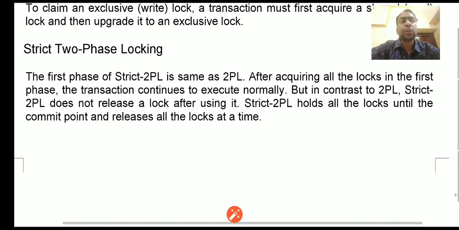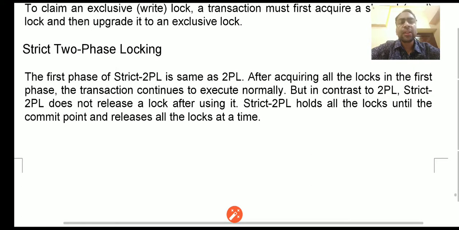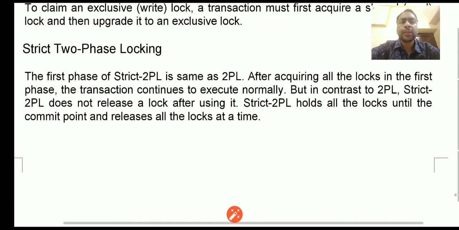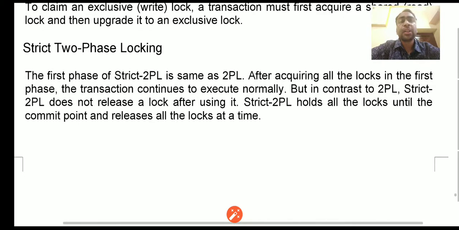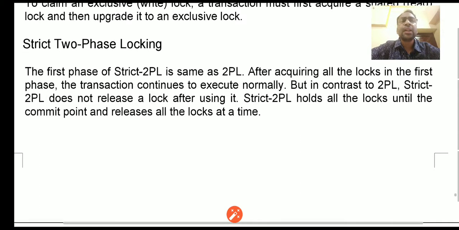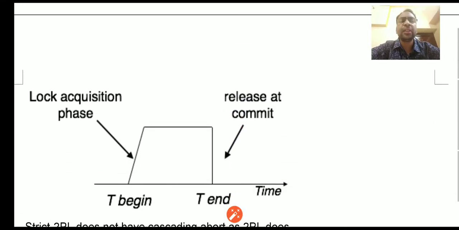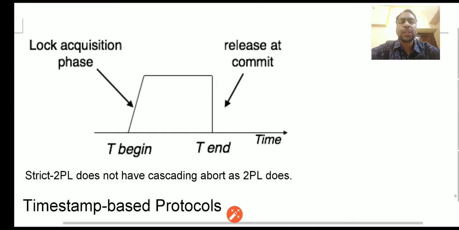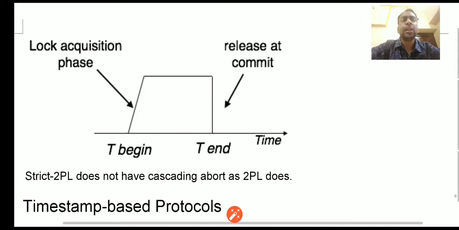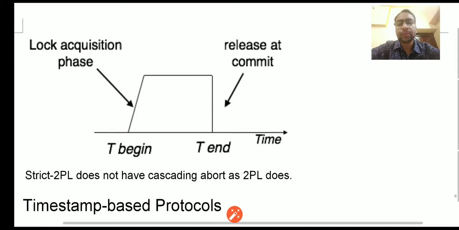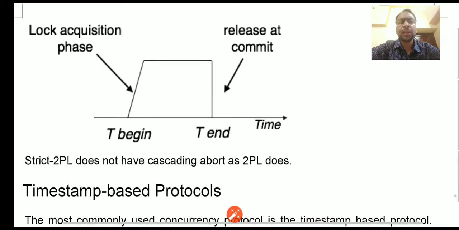While in 2PL, the locks are released one by one as their operations are completed, in strict 2PL, the locks are released all together. So you can identify the difference here. So this is the lock acquisition phase of the strict 2PL, and the release, that is the commit phase, where all the locks are released all together. So these are the lock based protocols.